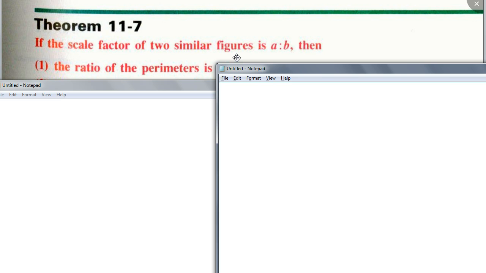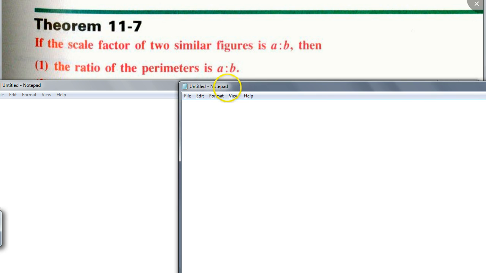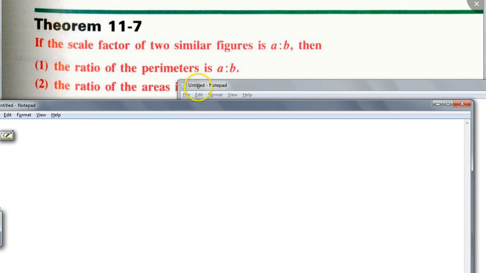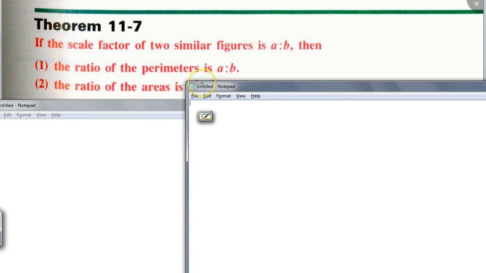So guess what? If the scale factor of the two similar polygons is a to b, then the ratio of their perimeter is also a to b. But what about their areas? What do you think? Everybody go ahead and think about the ratios of the areas of the two similar figures. Go ahead. I'll give you time. Do you think it's going to be a to b? Okay, go ahead. What do you guys think?